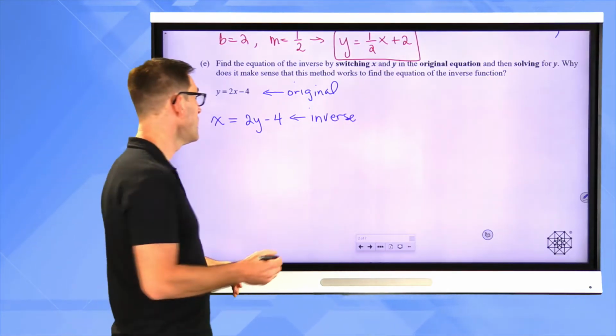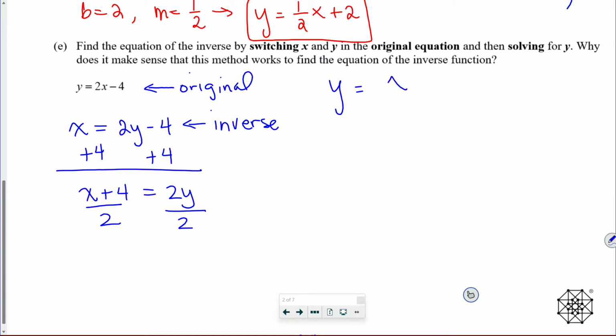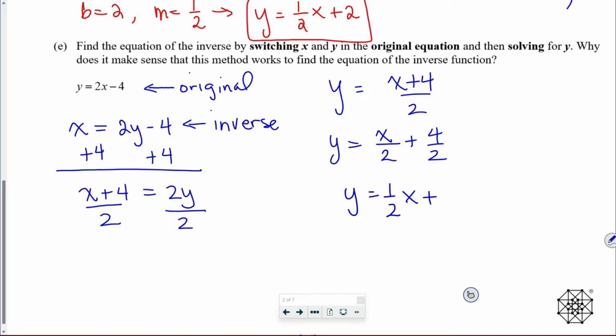right? It's easy enough. I just need to add 4 to both sides. All right, that's going to be giving me x plus 4 is equal to 2y. Now I'll divide both sides by 2. I'll get y equals x plus 4 divided by 2. But now if I distribute that division, I'll get x divided by 2 plus 4 divided by 2. And that will give me y equals 1/2 x plus 2.